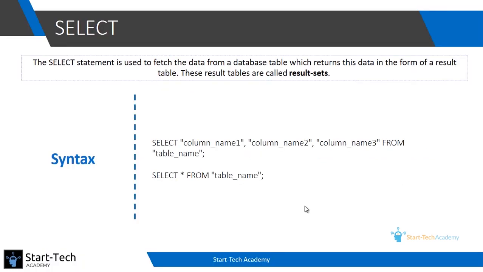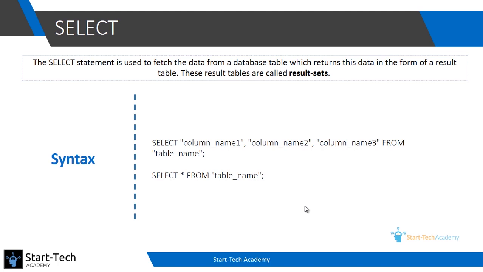Now let us look at how to retrieve this data from the table, that is, how to get back the records present in the customer table. Retrieval of data from tables is done using the select command. Select command is used to fetch the data from the database, and the result table that you get is called result sets. The syntax for select command is as follows.